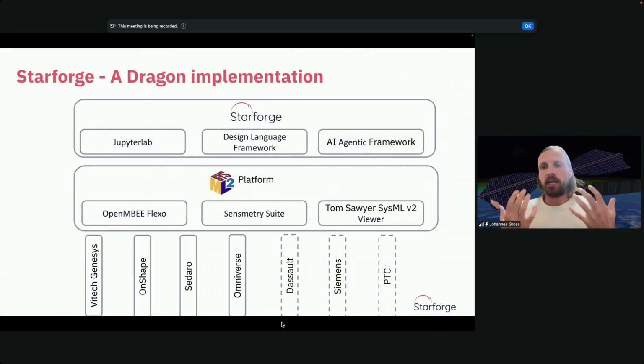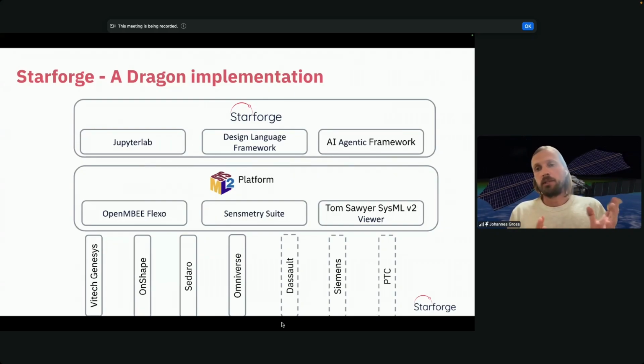We can only create these integrations if we have a platform technology that's open, that's permissive, and that really allows everybody to contribute and to use it. That's what we see in SysML v2. And that's where our work together with Sensemetry is also very key, because they deliver the core engine.